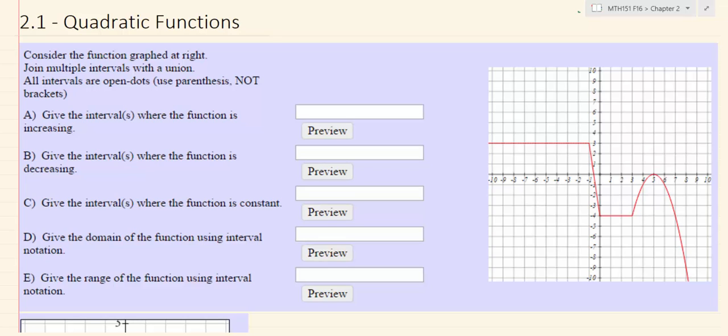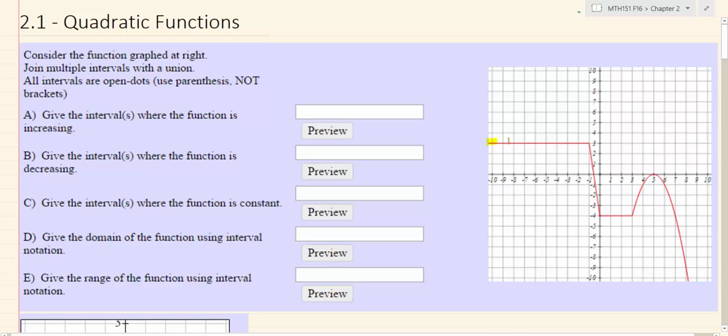This is 2.1 quadratic functions. And before we get into quadratic functions and looking at actual quadratics, this is a quick activity in whether a function is increasing, decreasing, constant, domain, and range. Because we're going to be looking at these type of characteristics of a quadratic.